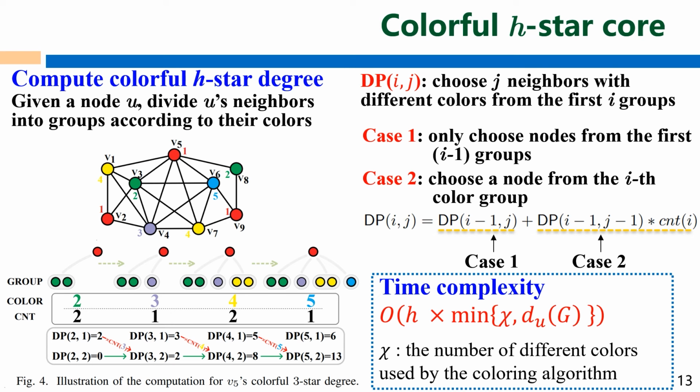From this equation, we can say that the time complexity of the DP algorithm is this, because j has been bounded by the degree of U. A running example is shown here. The colorful edge star degree of V5 can be computed by using the DP algorithm.